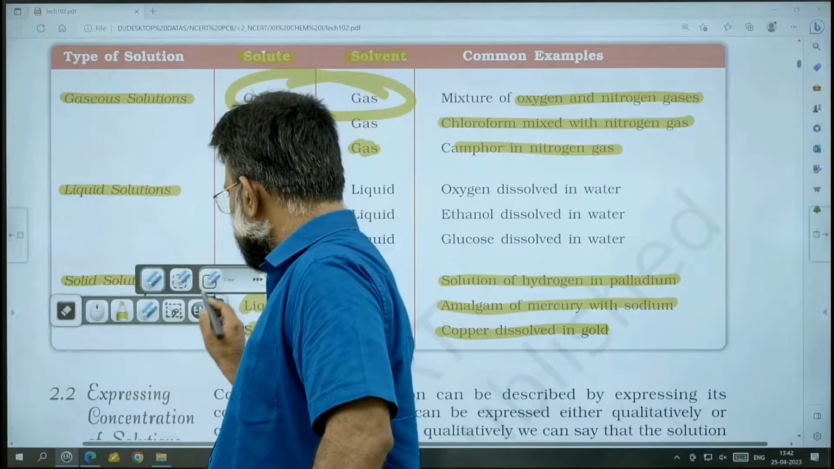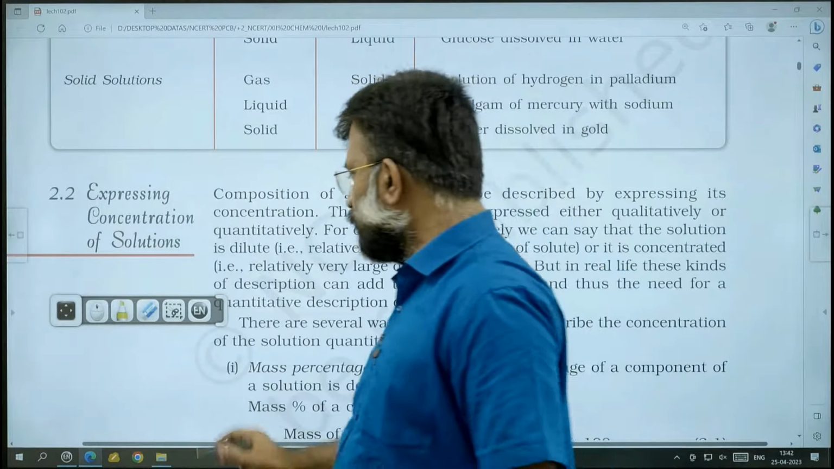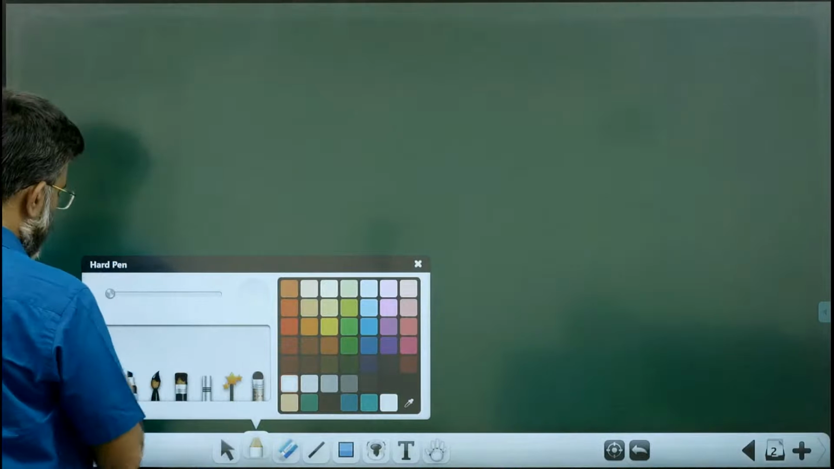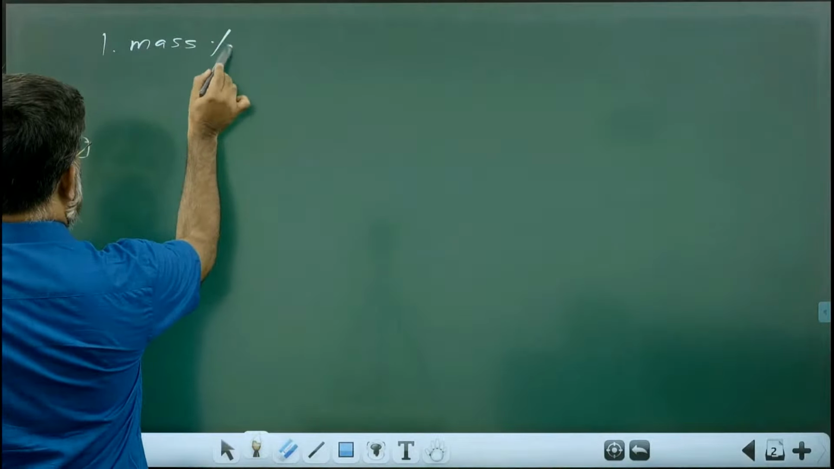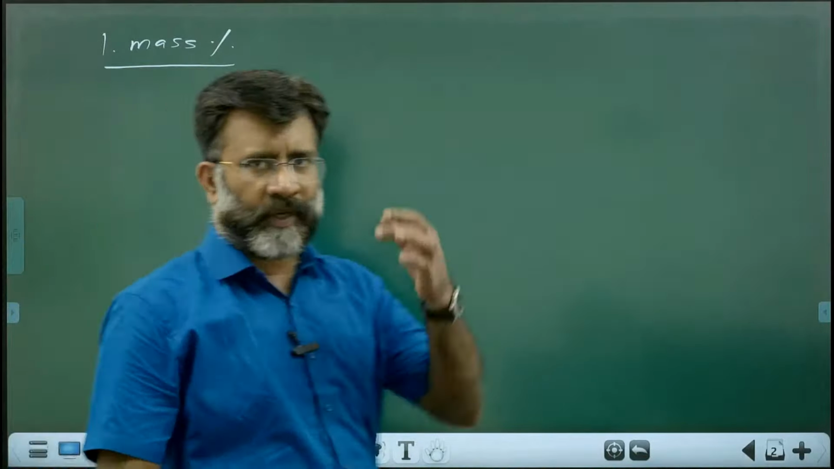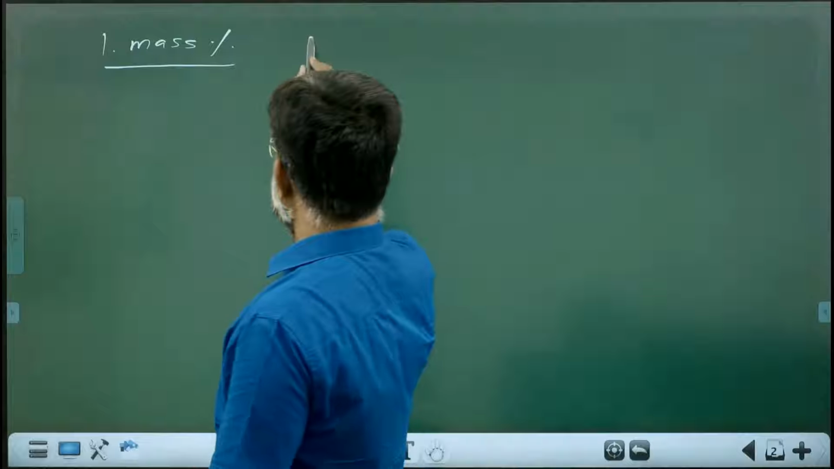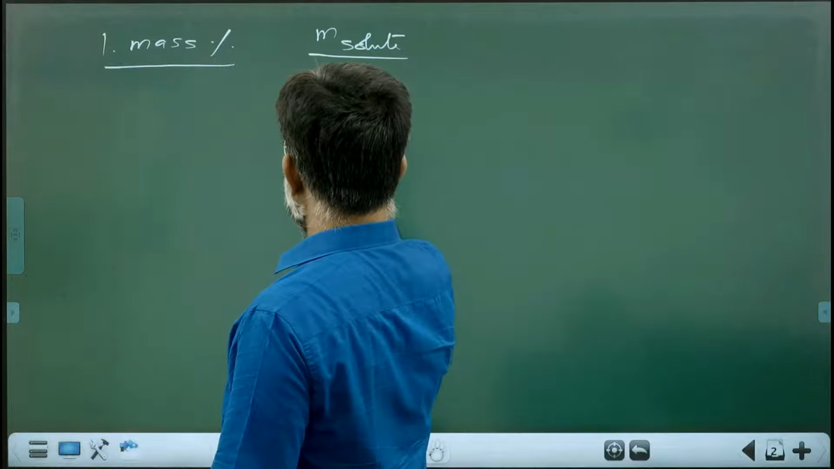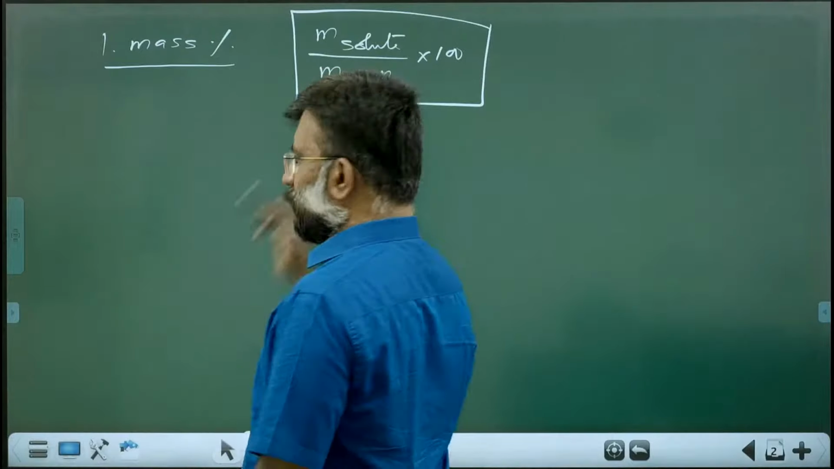Followed by that, in the NCERT, various concentration terms are explained. What are the important concentration terms that you must know? Number one, mass percentage. Mass of solute in 100 mass of solution. That is mass of solute by mass of solution into 100. This is mass percentage. Okay.